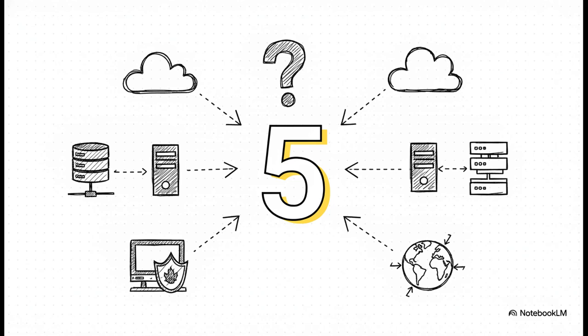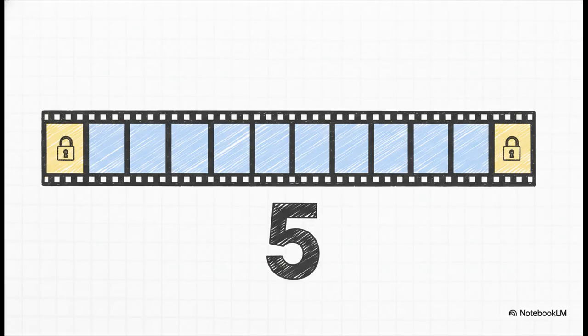Okay, I'm going to throw a number at you. 5. What is so special about the number 5 when we're talking about Azure networking? Any guesses? And here it is. This is one of those gotchas you really need to remember. In every single subnet you create, no matter how big or small, Azure automatically reserves 5 IP addresses for itself. It takes the first 4 and the very last one.